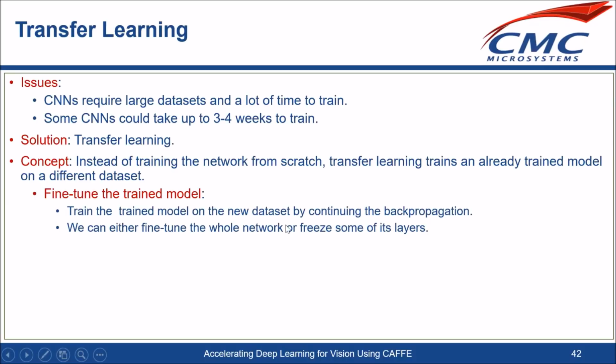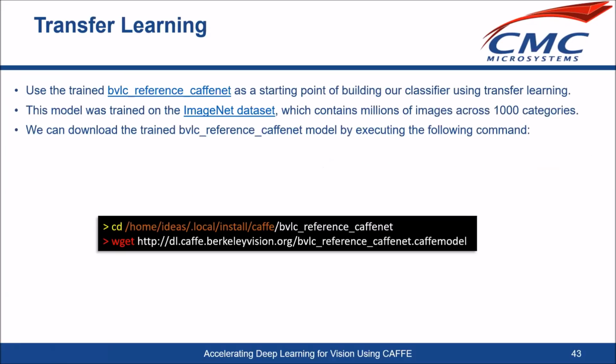So I'm going to train the model on a new data set by continuing the back propagation of the last layer. We can either fine-tune the whole network or freeze some of its layers. In this case, we are going to fine-tune the whole network.